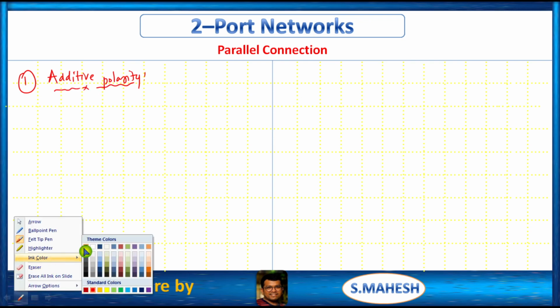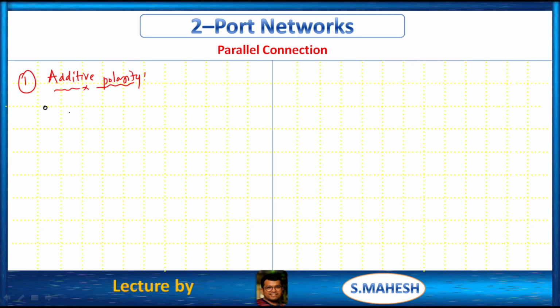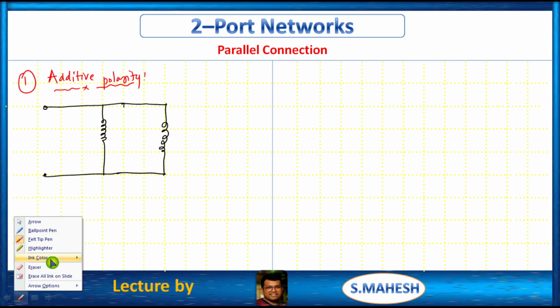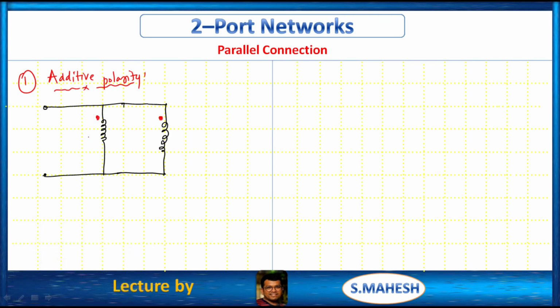For this the circuit is simple. You know the concept of series, right? Therefore this concept is very easy. We just have to do mathematical analysis, that's it. So this is one coil, this is another coil. Additive polarity means the current enters from both the dots. So this is the main current, this is I1, this is I2, right?